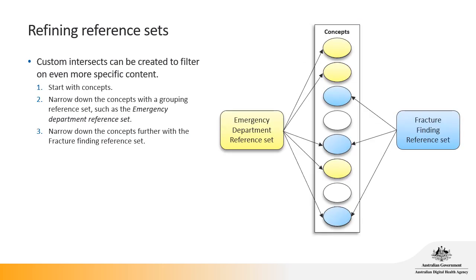One way to refine reference sets is to create custom intersects. For example, you start with the emergency department diagnosis reference set, but you only want the concepts related to fracture. So you would use the fracture finding reference set to narrow down the concepts you want to the green circles. You can use this method to create your own reference sets for your implementation. So that is, you start with those that are available nationally and then customize it based on your requirements.